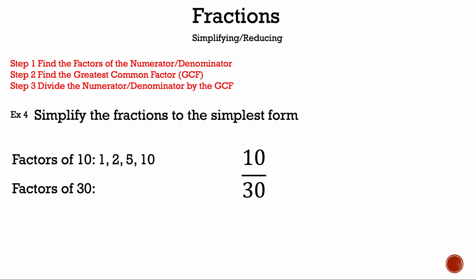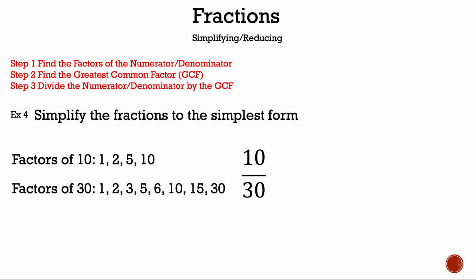Let's do the easiest one, 1 and 30. To go to the next number up, which is 2, which is a factor of 30 because 2 times 15 is 30. Next number up is 3. That's a factor because 3 times 10 is 30. Next number up is 4. That doesn't work, but 5 does because 5 times 6 is 30.